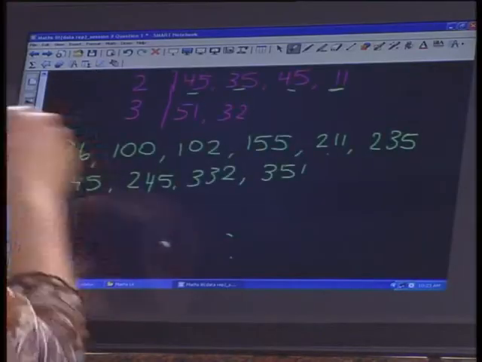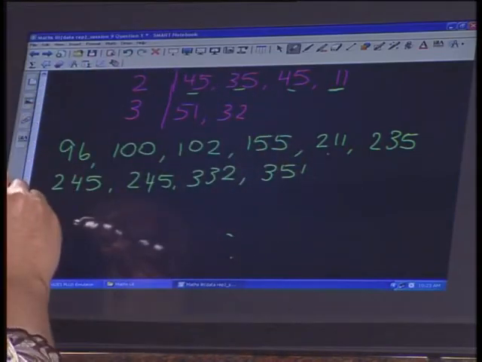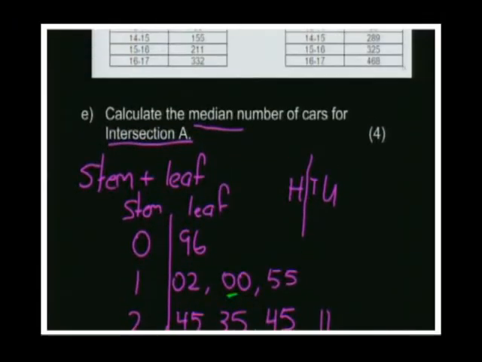So, okay, that's just on the side, and we have now got our numbers into order. But what was the question? I've been so busy working on that, I've forgotten. So go back and reread the question. It says calculate the median number of cars for intersection A.